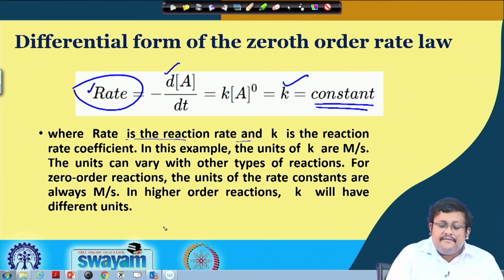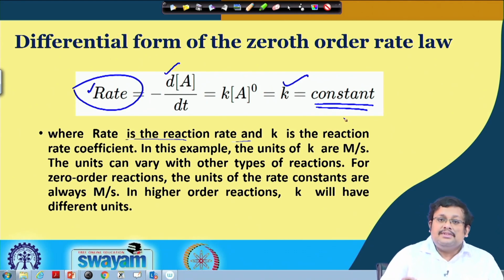So, the unit can vary with other types of reaction, as you already know. In case of first order reaction, it is different. In case of second order reaction, it is different. In case of first order reaction, the rate constant is basically time inverse, whereas in case of second order reaction, the rate constant has the unit of concentration inverse into time inverse. So, basically you can see that the unit of the rate constant varies from zero order reaction to first order reaction to second order reaction.